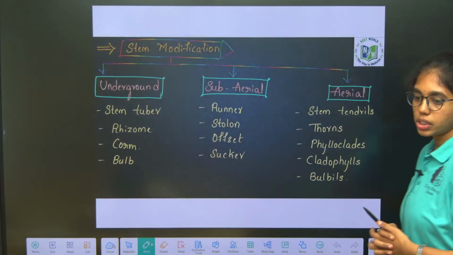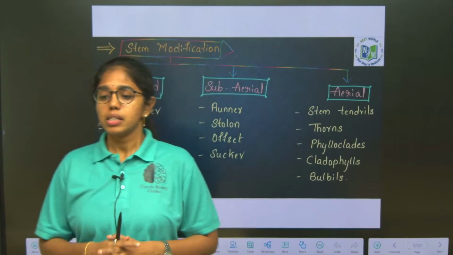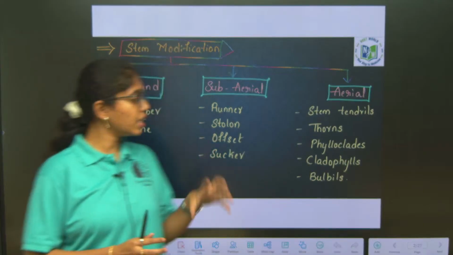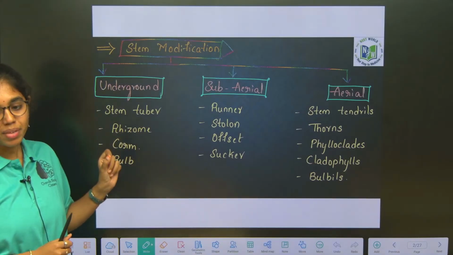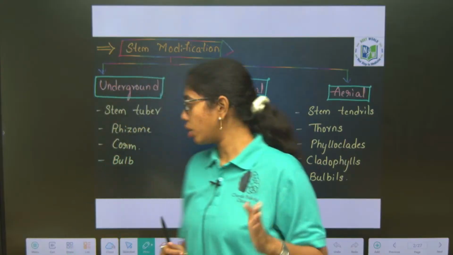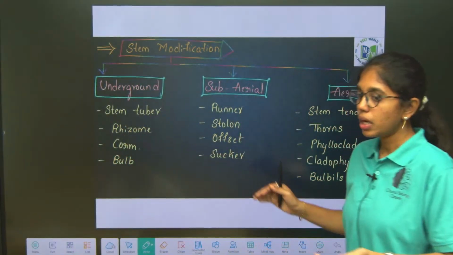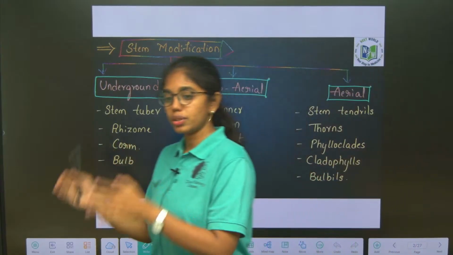Root modifications are done. So, stem, the introduction is very simple, beta. Stem is what? From seed germination, which part of the seed will be turning to the stem? Plumule, which grows positively phototropic and negatively geotropic. You first listen, later you can copy. Which is positively phototropic and negatively geotropic, that will turn on to the stem.